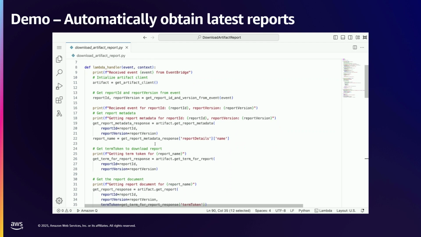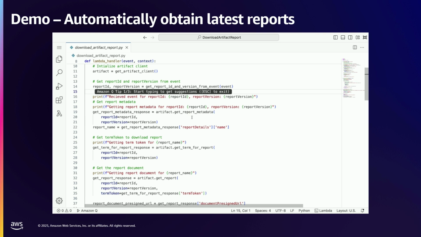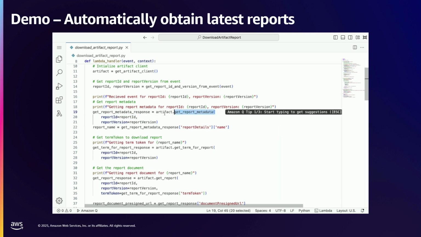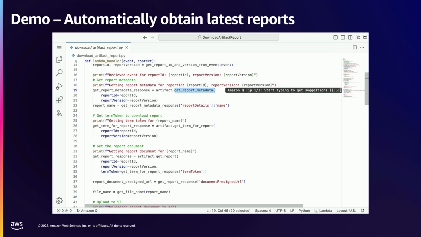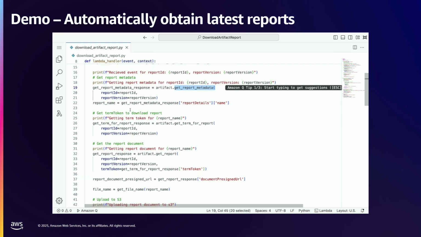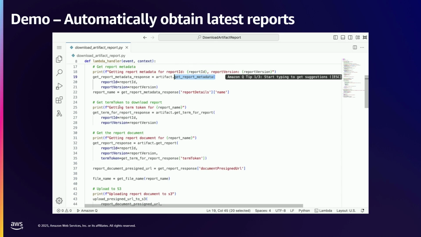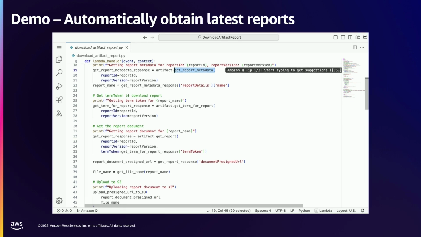Once you have the report ID and report version is when we actually start using the Artifact APIs. The first API that we're going to call here is get report metadata. This allows you to get all the details of the report that you might want to use in your third-party system or in your storage system. In this case, we're going to get report details and report name, and you need to pass the report ID and report version to get that. So that's what we're doing with this metadata call. Once we get all those details, we're going to go to the next step, which is getting the term token. This term token is the equivalent of what we were doing on the UI to accept terms and conditions.